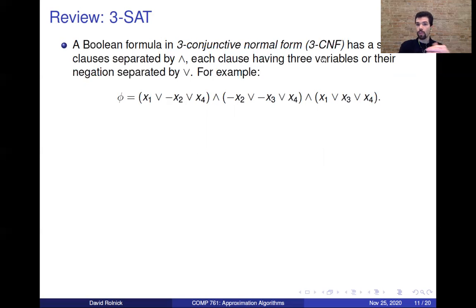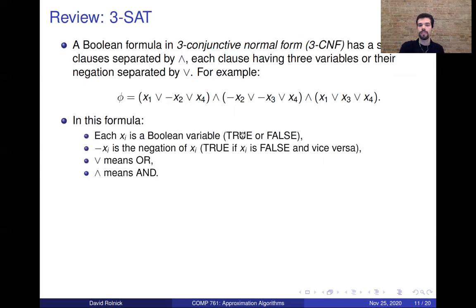Because it's in 3 conjunctive normal form, each of the clauses has 3 variables. They're separated by ors. The individual clauses are separated by ands. So this clause has to be true, and this clause has to evaluate as true, and this other clause has to evaluate as true in order for the whole formula to be true. In the formula, each of the variables is Boolean. It's either true or false, and negative just means the negation of the variable, where you flip true and false.